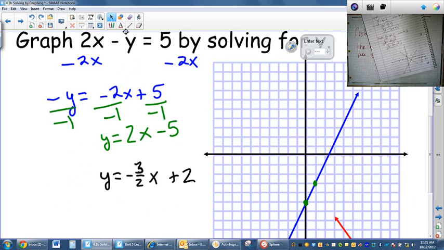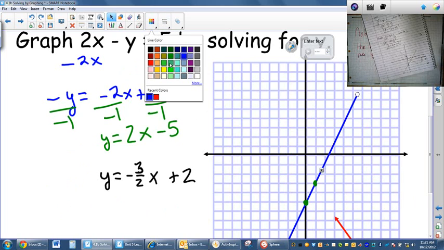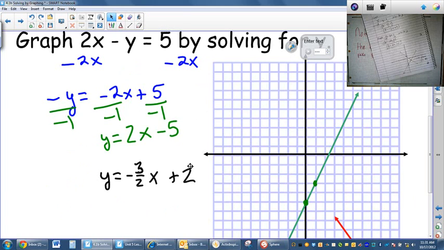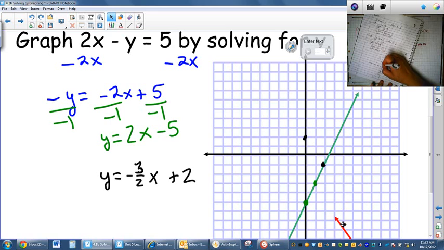Now, to graph the black one. Where am I going to start the black one at? Jason, what value am I going to start at for the black one? Two. Yep. I'm going to start at 2. I'm going to go down 3. 1, 2, 3 over 2. I'm going to spot it right here. And all we need to do is draw a line and use it.